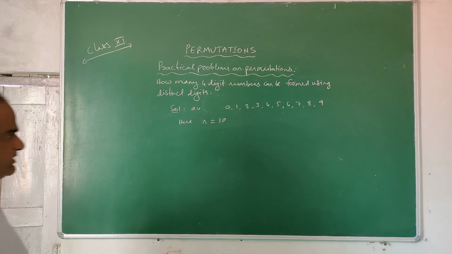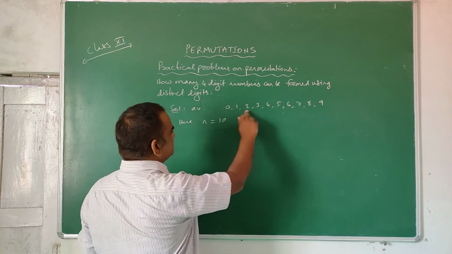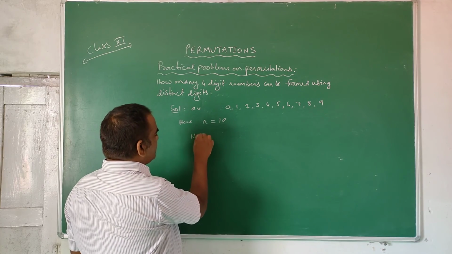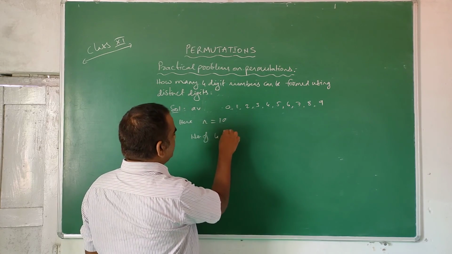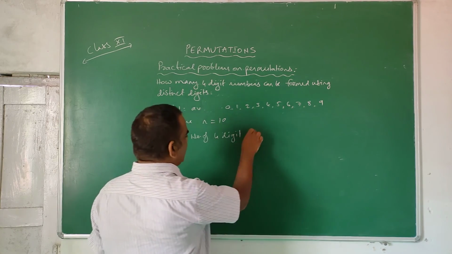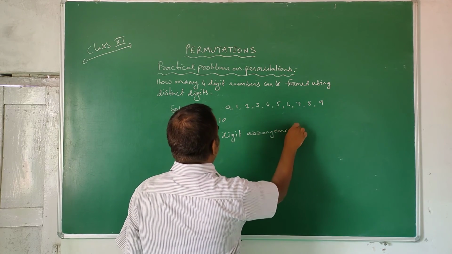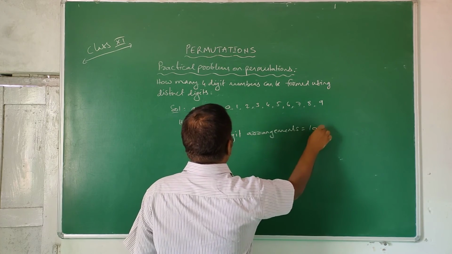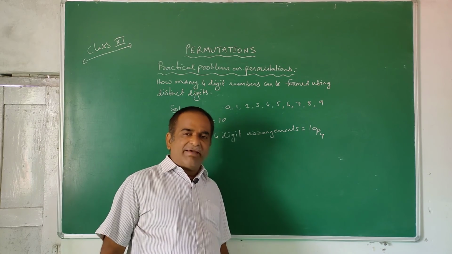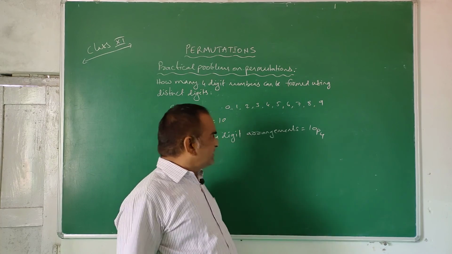I am doing the same problem in a different model. Available digits are these, and the number of digits is 10. Now the number of 4-digit arrangements, I am not saying numbers, just 4-digit arrangements. The number of 4-digit arrangements you get is equal to 10P4. Please do understand, I am saying arrangements, not numbers.